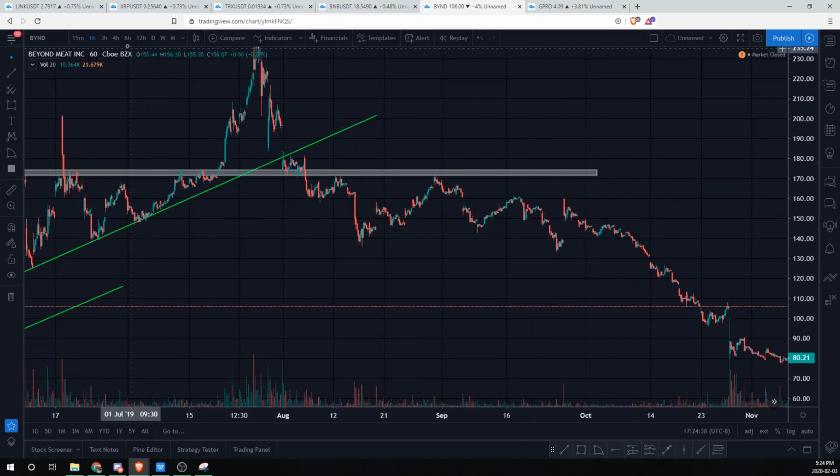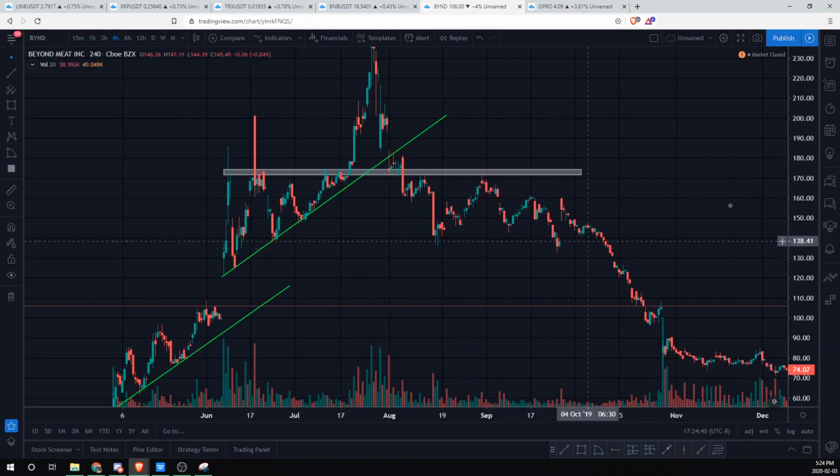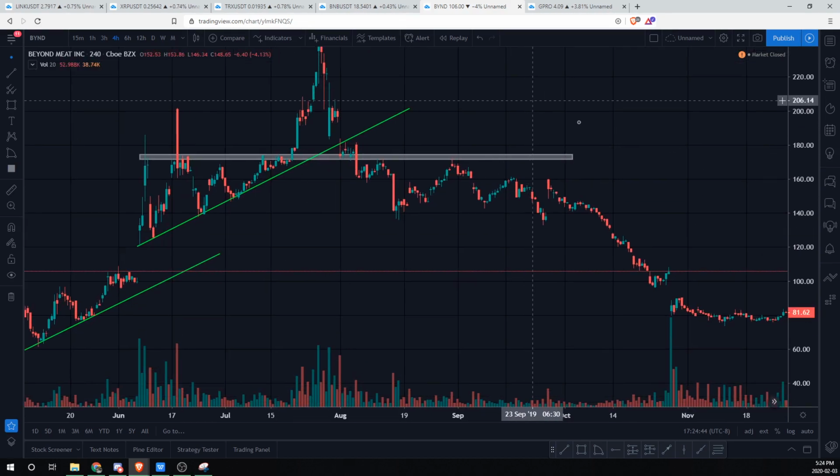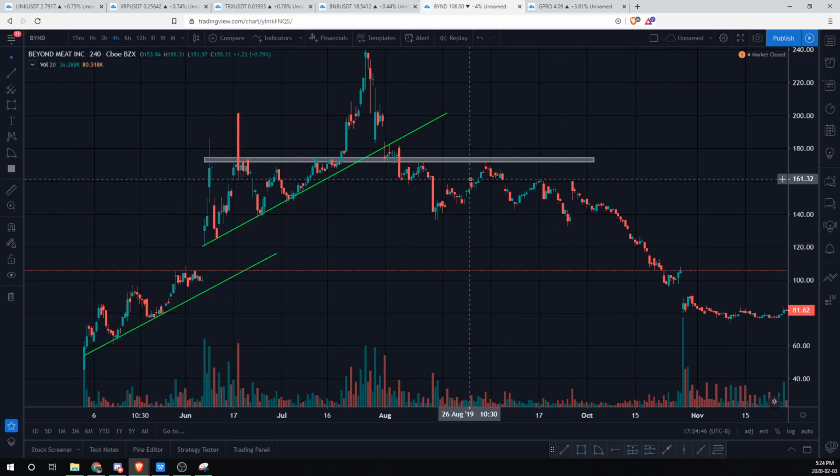So I just want to talk about this zone here on the 4-hour chart before we move to the actual drop in price. We already talked about the head and shoulders here that appeared, and then we'll also talk about a potential head and shoulders that could have appeared here.